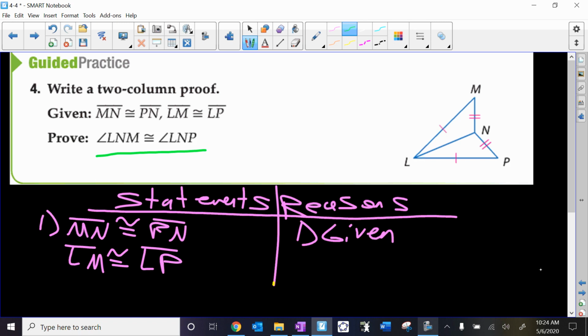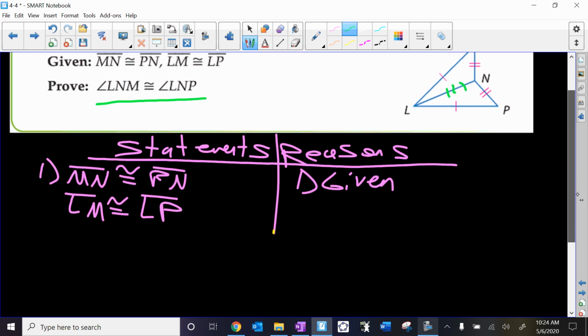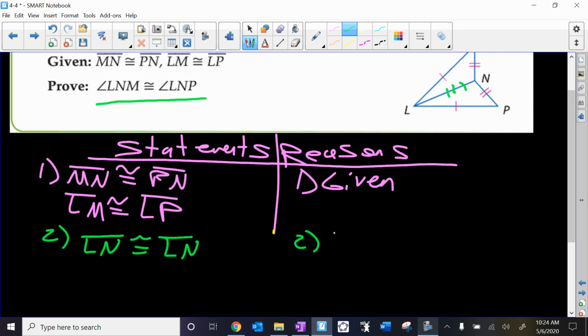further at the end. So now we need to determine whether we're going to use side, side, side, or side, angle, side in order to prove this triangle. Right now, I can see that I have two sides in one triangle congruent to two sides in another triangle. The easiest method would be to use side, side, side, because I know the side that goes to both triangles hasn't been used yet. So we're going to say that side LN is congruent to LN by the reflexive property again.